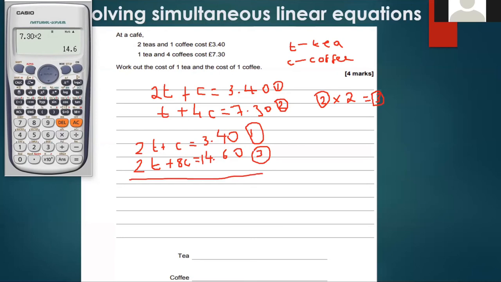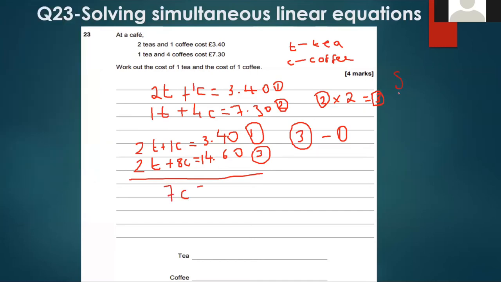I'm now going to look here, guys. I can now do equation 3 subtract equation 1, and the reason for that is that the 2t terms are both the same number and the sign is both positive. So I can do this equation take away this equation. 2t take away 2t is 0. 8c subtract 1c is going to be 7c, and then £14.60 subtract that is going to be, I believe, £11.20.